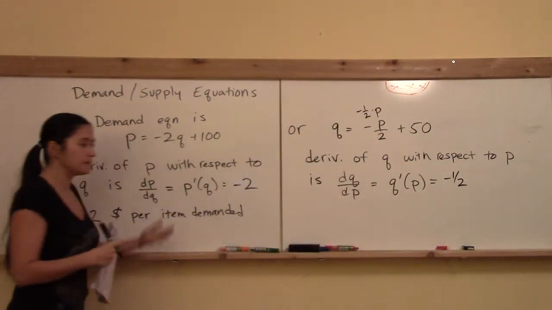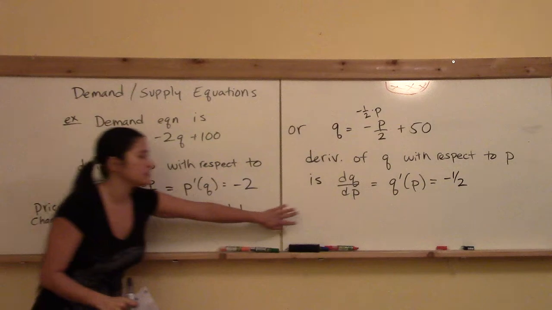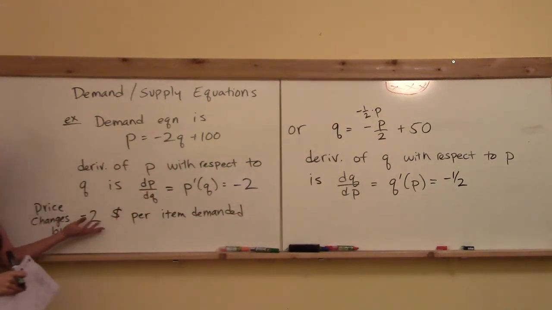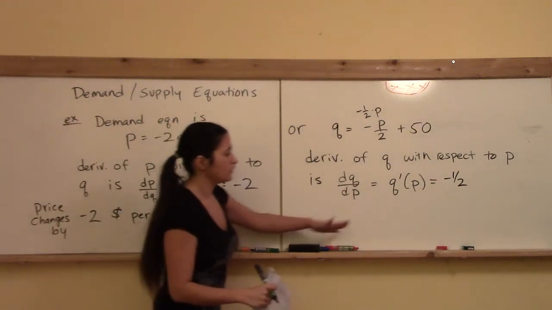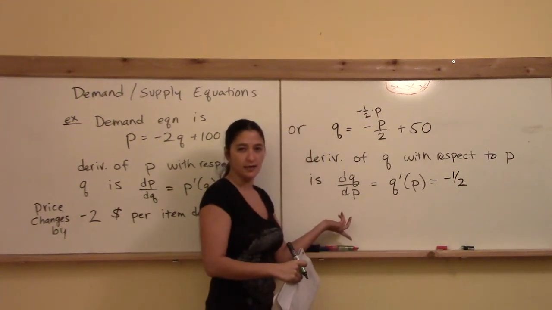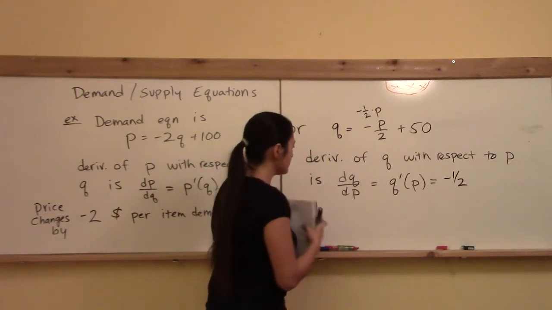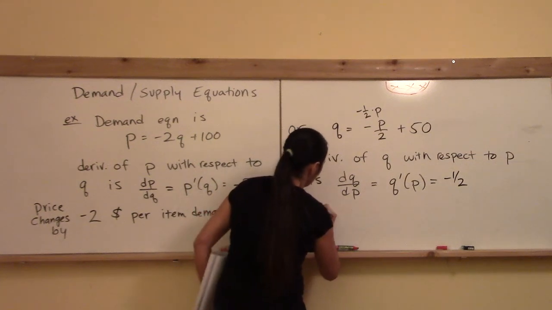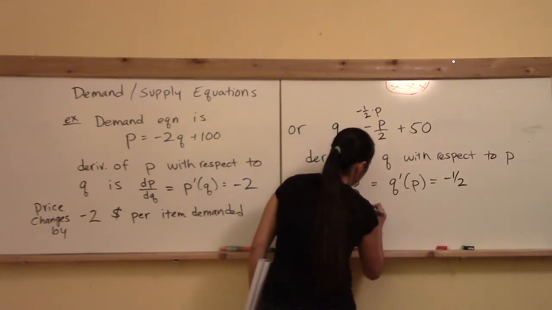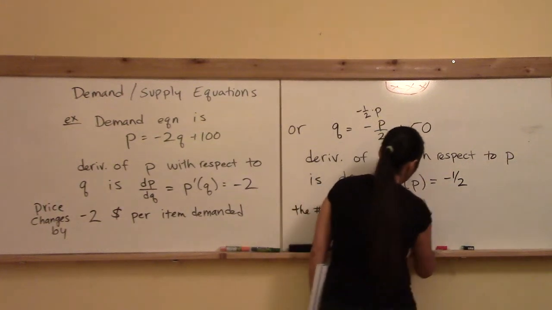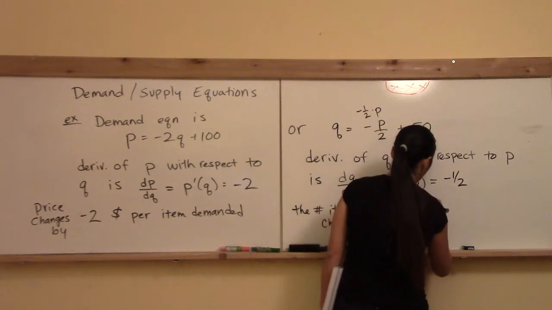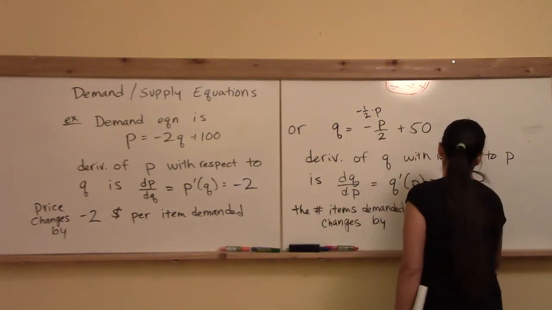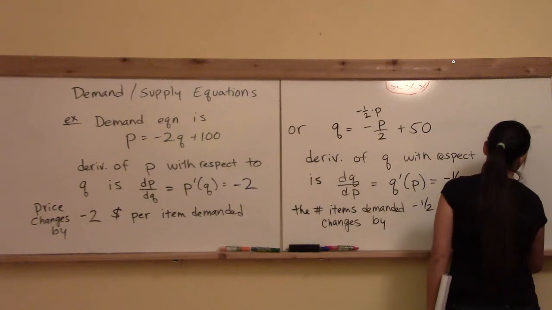And so for the final bit of practice on this video, I want you to now write something here that's analogous to what it says here. Over here it says the price changes by minus $2 per item demanded. Now what's this minus 1/2? What is that saying? It says that the number of items demanded changes by minus 1/2 per dollar increase in price.